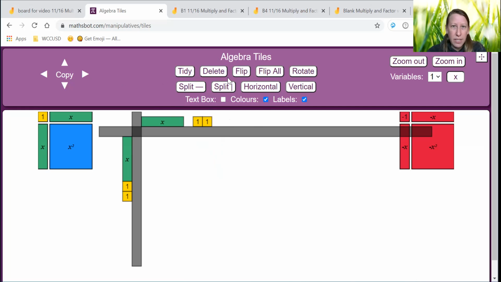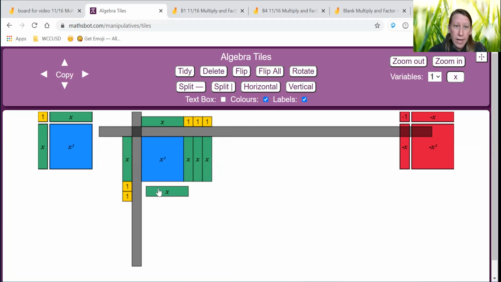So I don't want a tidy. Tidy would delete everything. I want another one of those, and I'm going to put my x times x back in, and I'm going to put x times 1. Okay, that fills in perfectly. What's going to fit down here? Well, an x is going to fit right there, and another one below it.